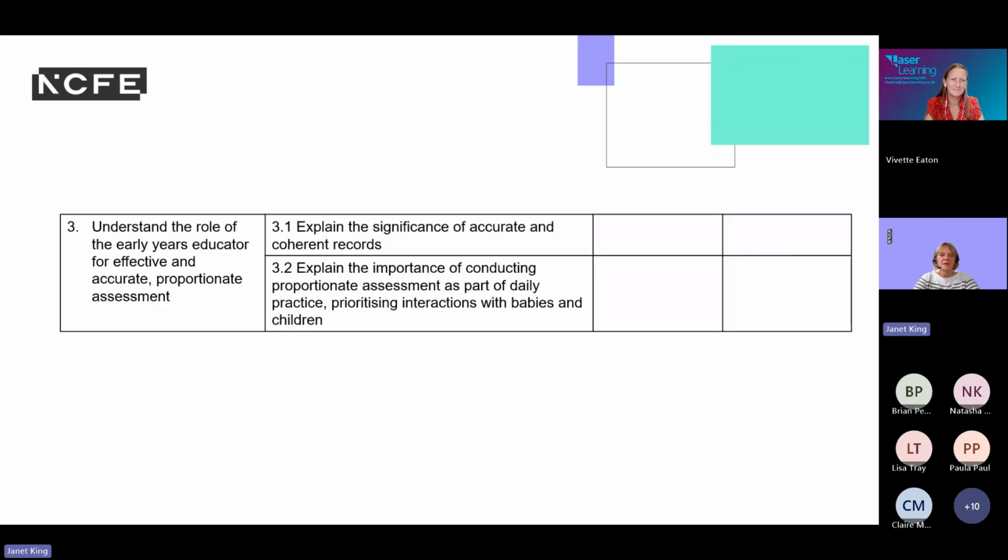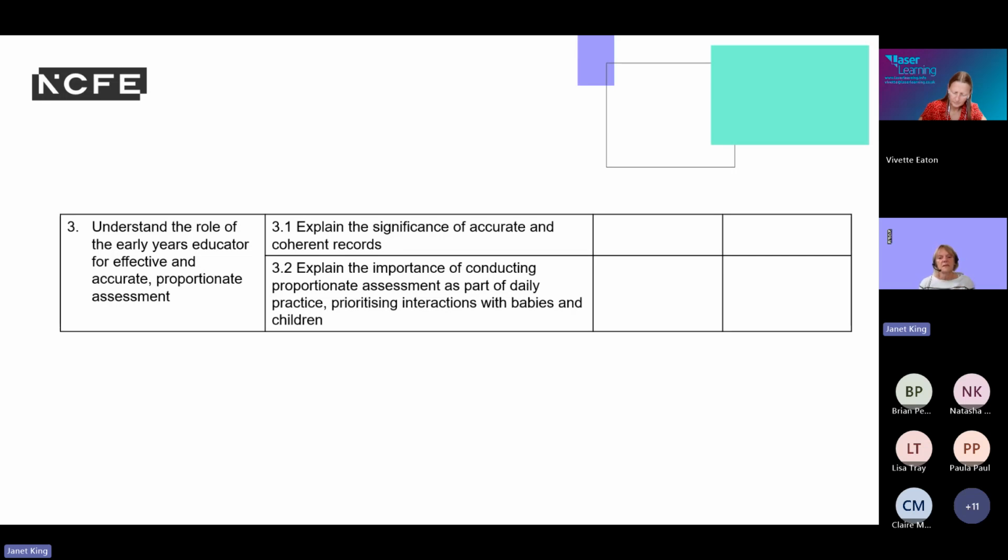Okay, so: understand the role of the early years educator for effective and accurate proportionate assessment. What on earth does that mean? Explaining the significance of accurate and coherent records. That's important, isn't it? When you're doing those short, snappy observations that might not make much sense to somebody else reading them, we've got to make sure that they would make sense. What does that actually mean? Let's think about how we might assess that. Let's think about making sure we've got next steps that clearly bring together what you've seen with what you're going to do next and why.